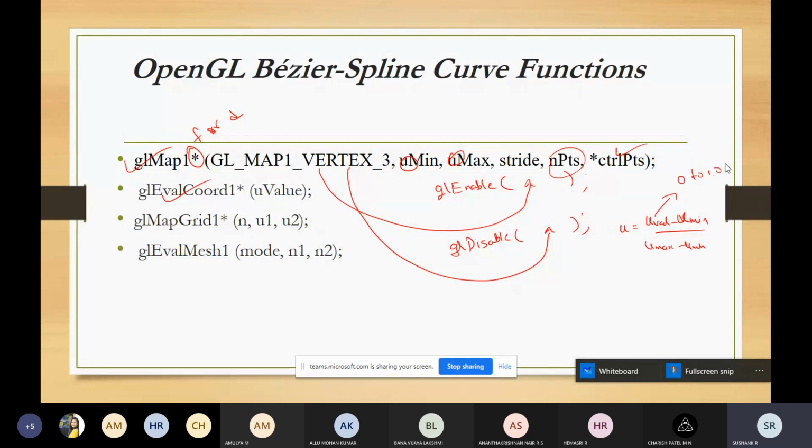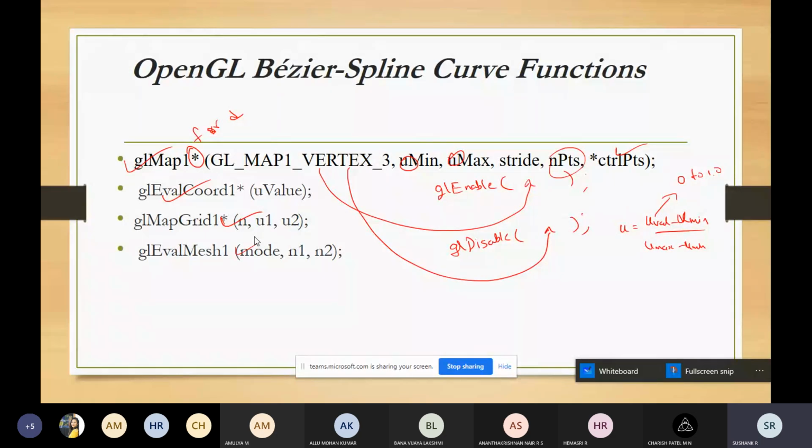And also, if you want to generate a curve with evenly spaced parameters, we have the map grid function and the eval mesh 1 function, using which you can produce uniformly spaced parameters. The star can be either a floating point value or a double precision value. It can be f or it can be d. We have parameter n, which gives the integer number of equal subdivisions in the range of u1 to u2.